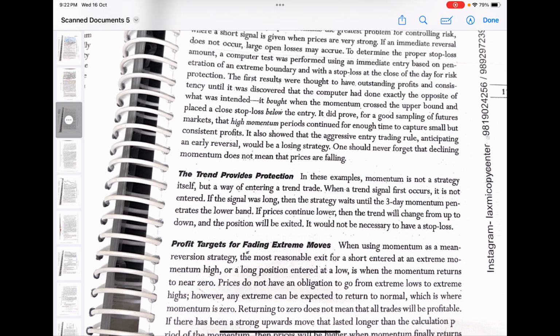The trend provides protection. Momentum is not a strategy itself, but it is a way of entering a trend trade. When a trend signal occurs first, it is not entered. If the signal was long, then the strategy waits until the 3-day moving average penetrates the lower band. If the price continues lower, then the trend will change from up to down and the position will be exited. It would not be necessary to have a stop loss. This is basically a strategy which is clearly a trend based strategy or a trend following strategy.